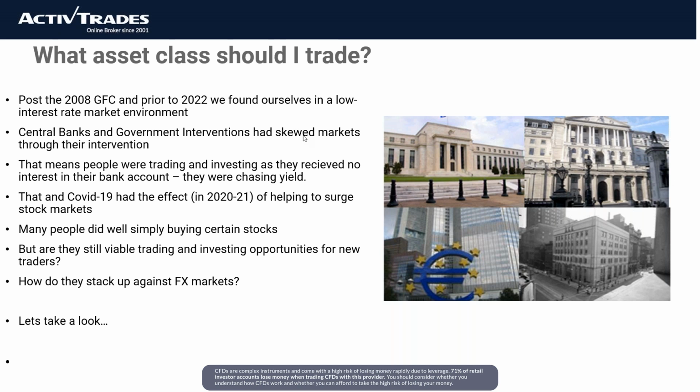So, this is rather broad brush, but it provides context about how we find ourselves in the place we are now. Post that 2008 great financial crash and prior to 2022, we found ourselves in a low interest rate market environment. And so, I would suggest that central banks and government interventions had skewed markets through their quantitative easing interventions. It meant that people were trading and investing in particular because they were receiving little to no interest in their bank account. And so people were chasing yield in one way or another.